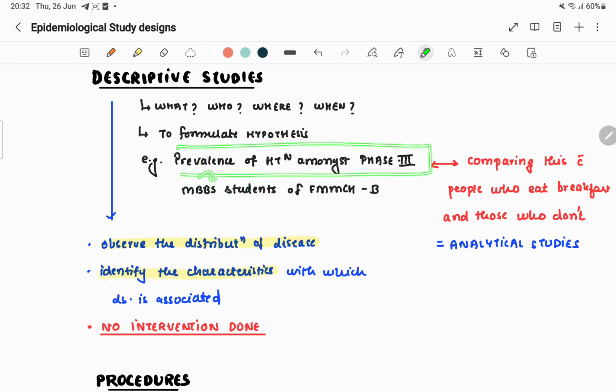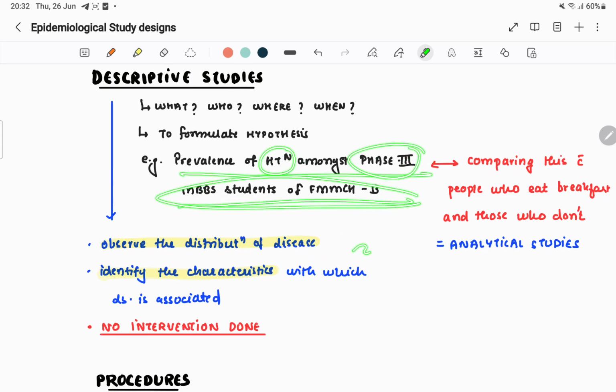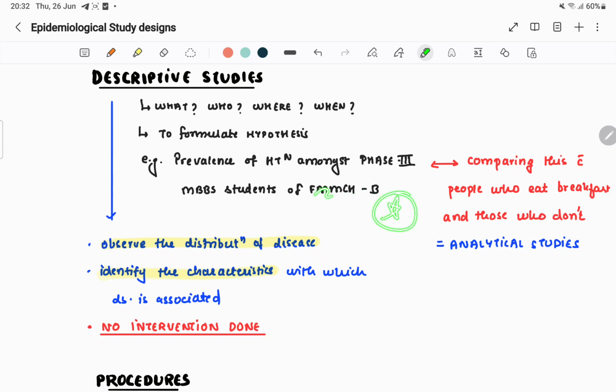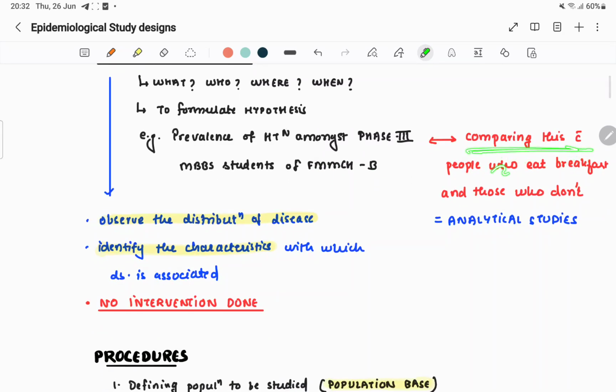Prevalence of hypertension among phase 3 MBBS students of FMMCH Baleswar. Prevalence of hypertension among third year students in FMMCH. This is a descriptive study. But comparing this with people who eat breakfast and who don't.